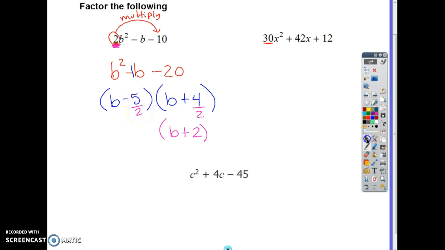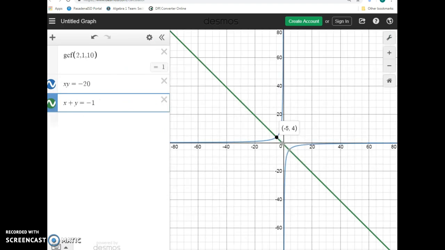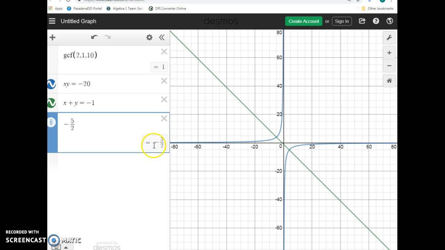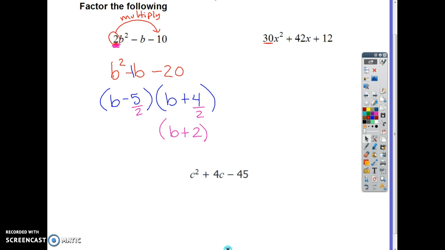And to check if it can be reduced, you type it in decimals. Negative 5 divided by 2. Click this little button right here, and it'll show you if it can be reduced or not. This will stay the same. And we're going to move this 2 up to the front. So it will be 2b minus 5.